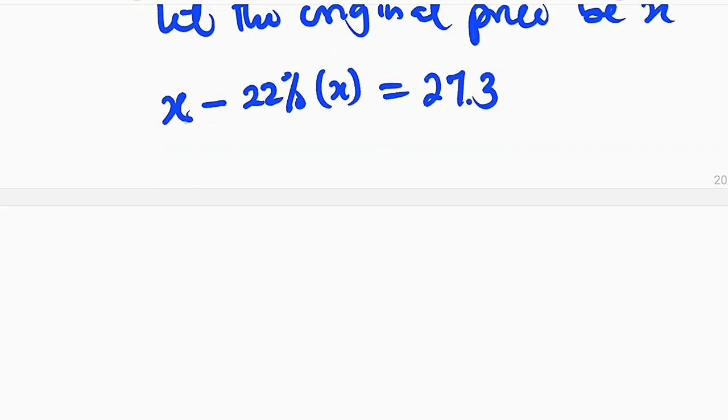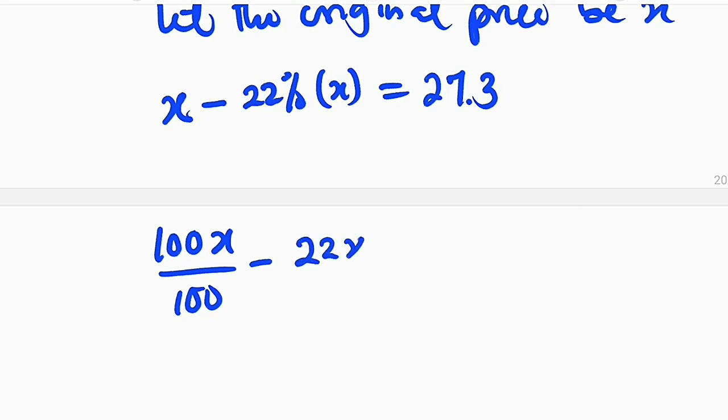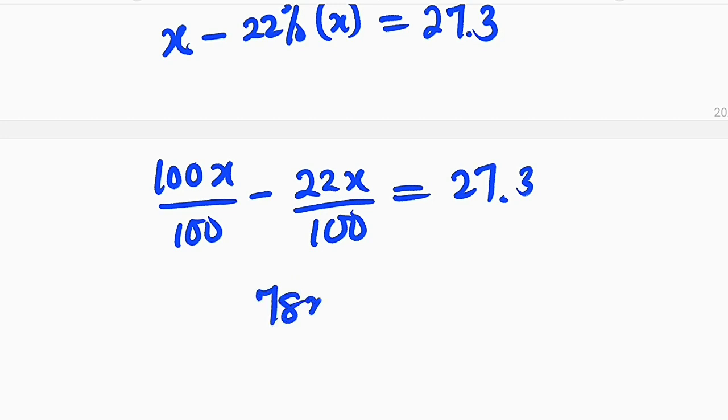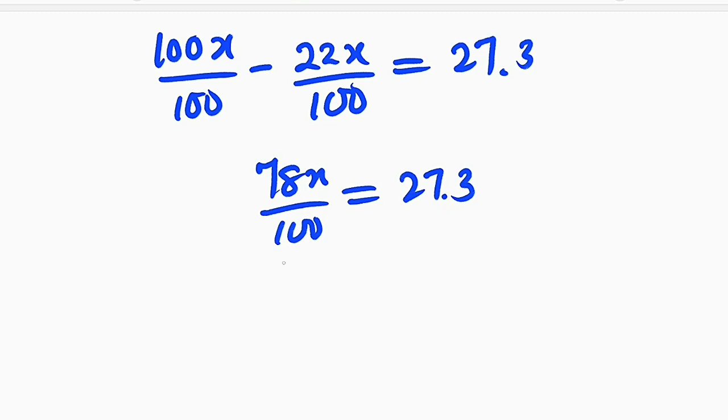27.3. We can write X as 100X divided by 100. It doesn't matter. This is the same thing as X. Minus 22% of X is the same thing as 22 times X divided by 100. And the whole of this is what? 27.3. Our main goal is to find the value of X. To the top, you can see that 100 minus 22 is equal to 78. So we have 78X divided by 100. And this is equal to 27.3.